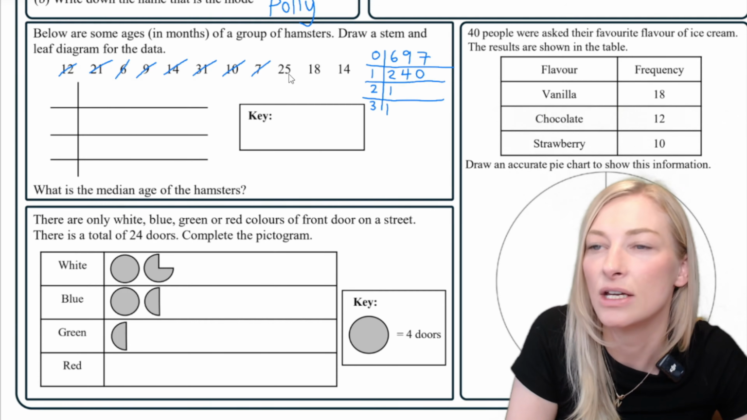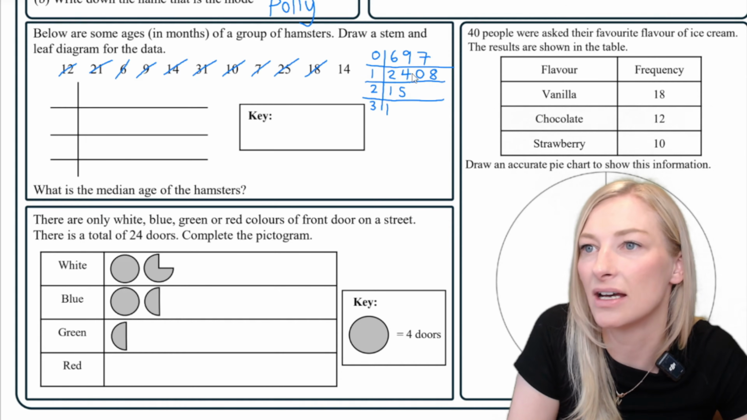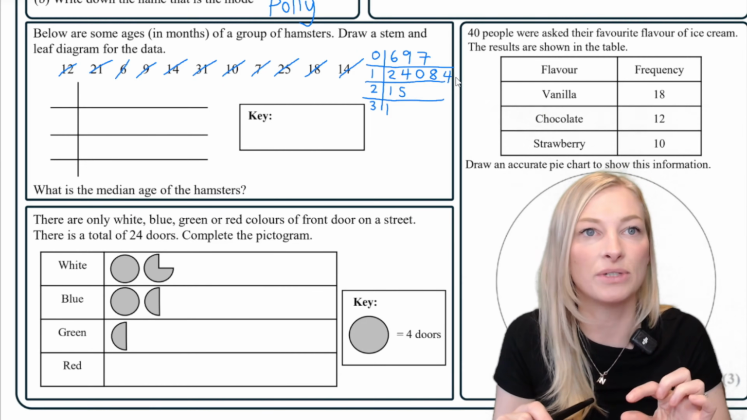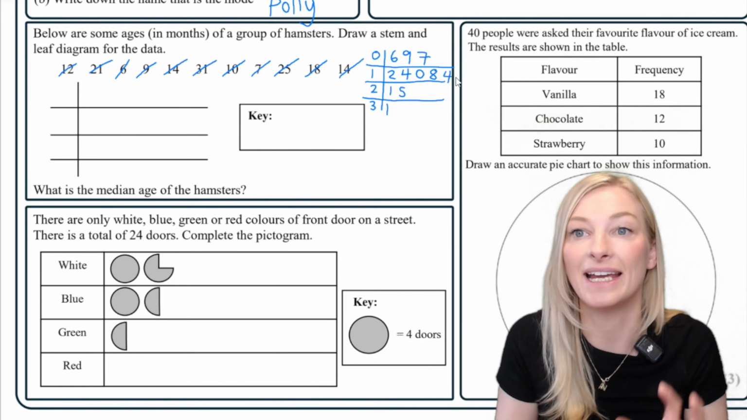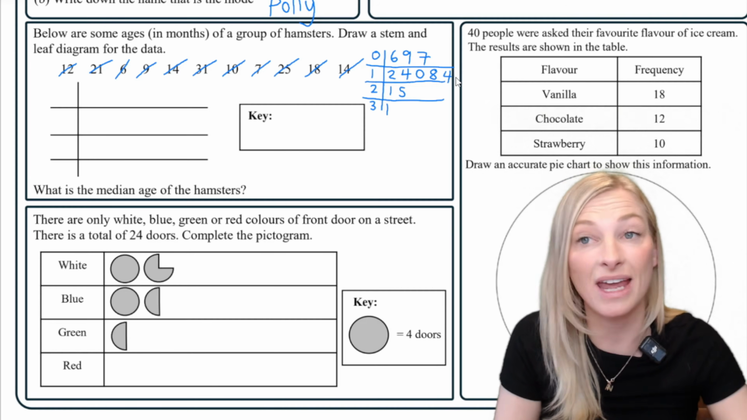7 goes here. 25 goes here. 18 goes here. And 14 goes here. So I've got all the numbers in the right rows now. In order to do this correctly, they have to be in the right order within each row.